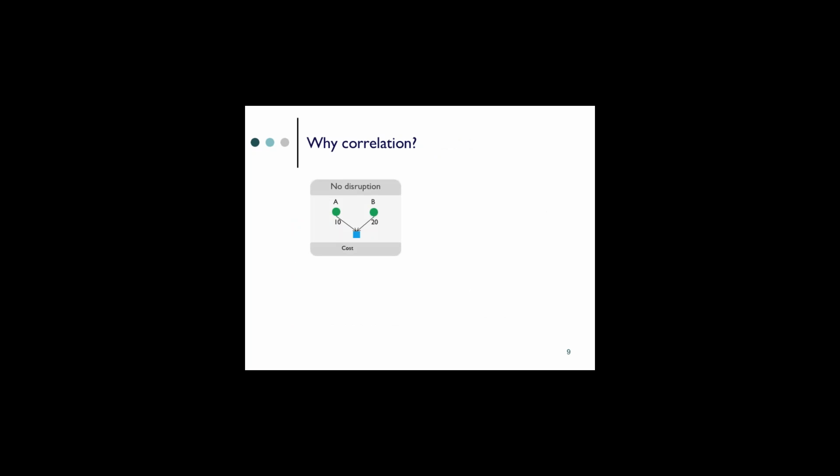Here we have a simple network with one customer and 2 facilities. The distances are 10 and 20 respectively. If there's no disruption, the customer will be served by A because the distance is smaller and the cost will be 10.